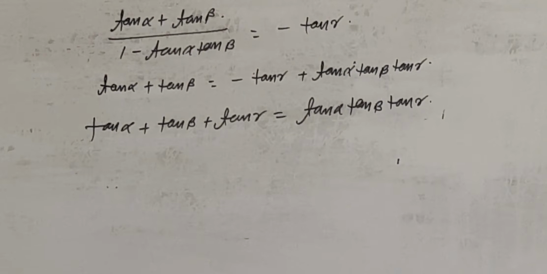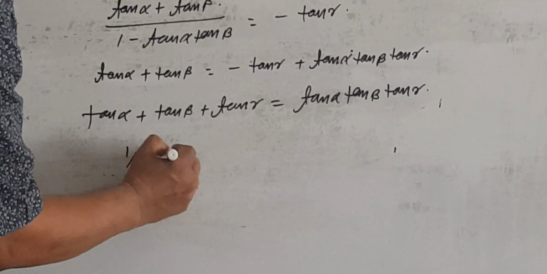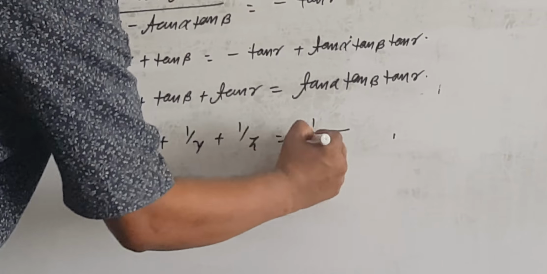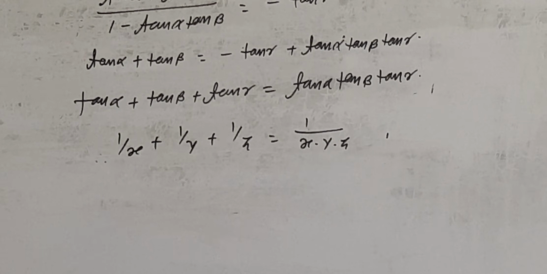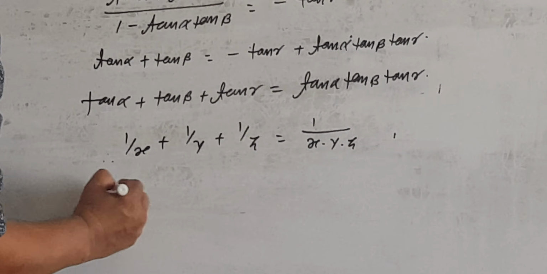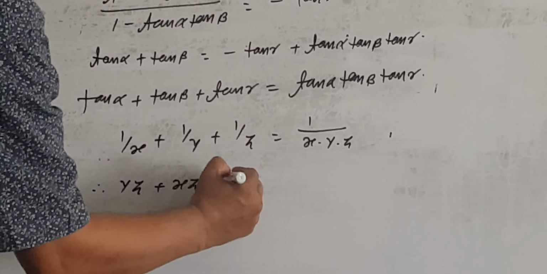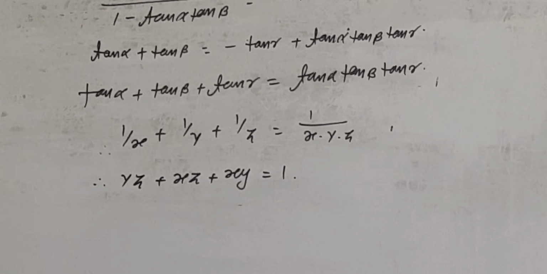You can see tan alpha is nothing but 1 upon x, tan beta is 1 upon y. So we can say 1 upon x plus 1 upon y plus 1 upon z is 1 upon x into y into z, because they are in a product form. If I take the LCM, then it will be yz plus zx plus xy. Understand? That's it.